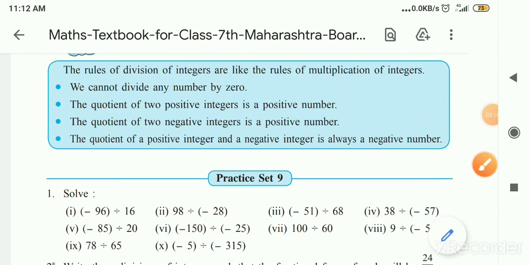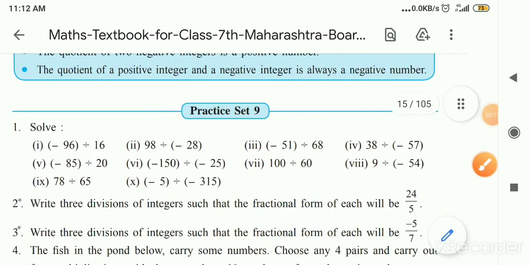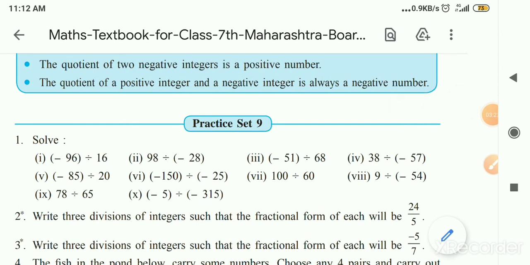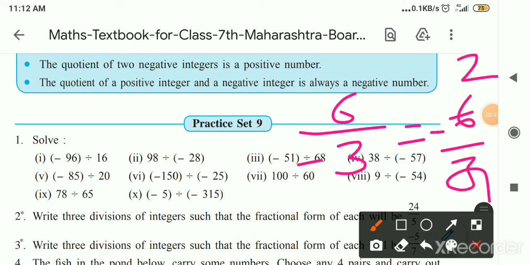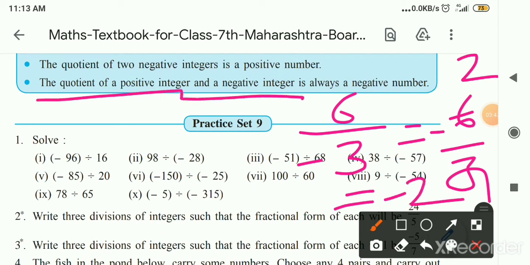And the fourth point you should know is that the quotient of a positive integer and a negative integer is always negative. Take any positive integer, for example, 6 upon minus 3. The answer is, 3 ones are 3, 3 twos are 6, and the answer sign is negative. So here it is given that the quotient of a positive integer and a negative integer is always a negative number. Minus 2 is a negative number. In this way we understood how to divide.